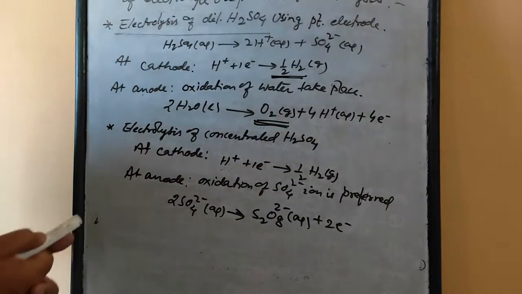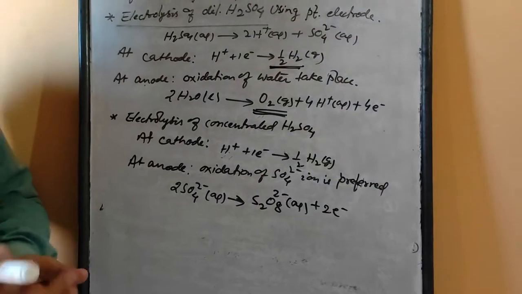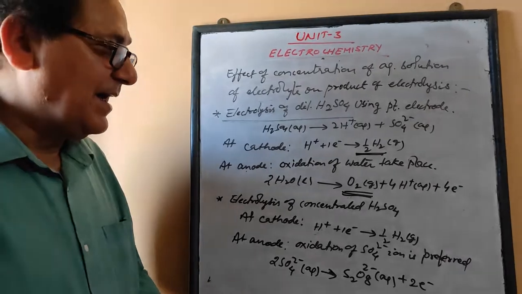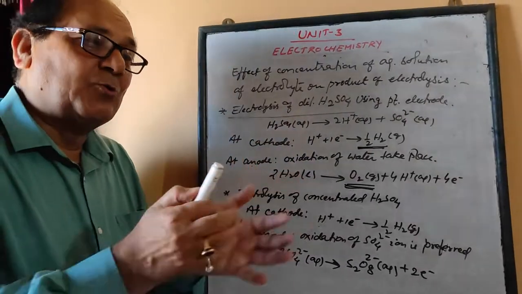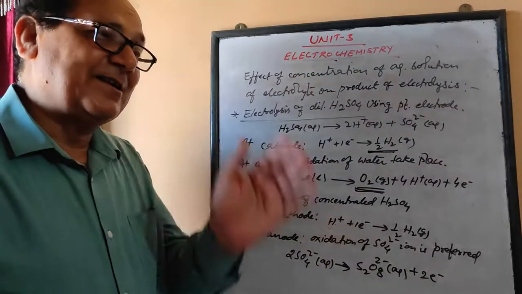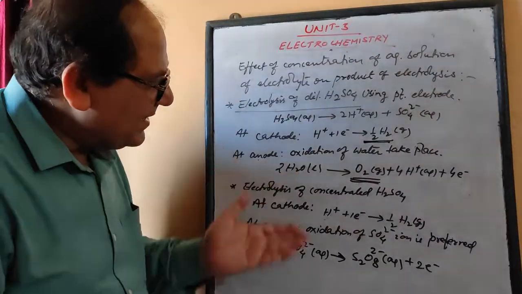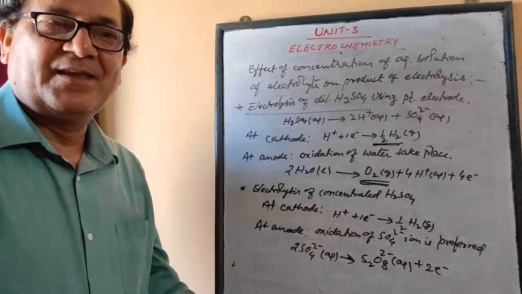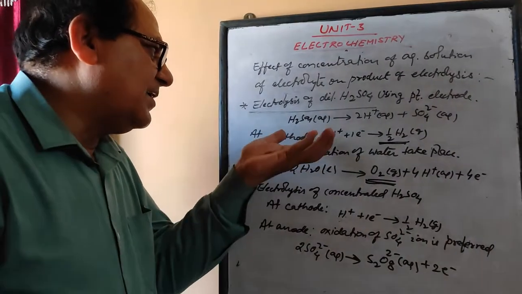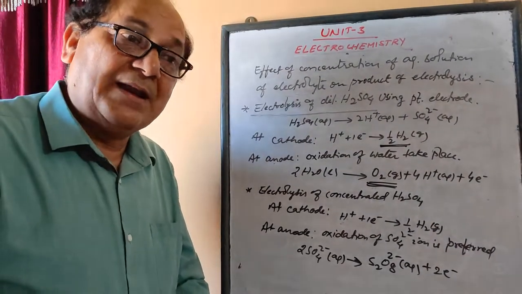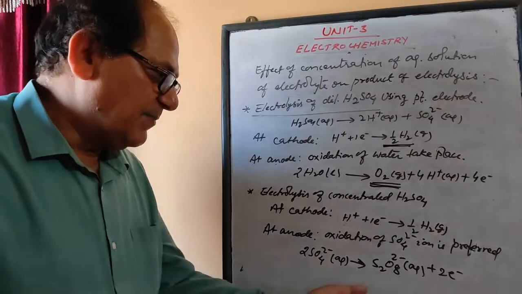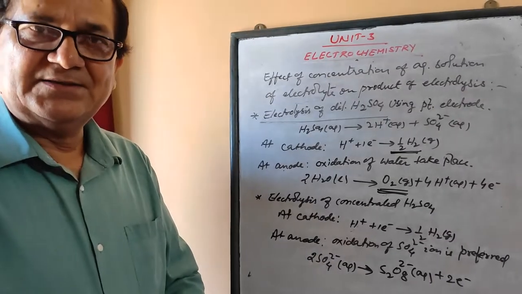Now what do we observe here? Already I told you at the beginning that when both electrode potentials are similar, if the concentration is more, Cl2 gas is released, and if the concentration is less, O2 is released. Here the situation is nearly the same, and NCERT agrees with this. If the concentration of H2SO4 is less, then O2 gas is released. If the concentration of H2SO4 is more, then S2O8 2- aqueous is formed.